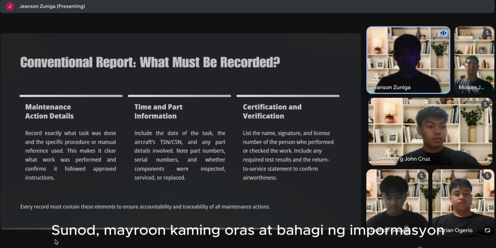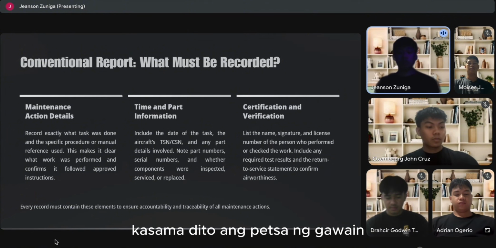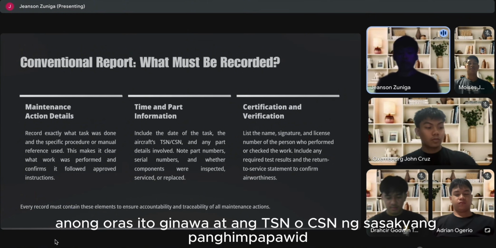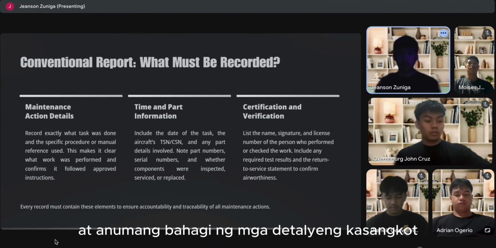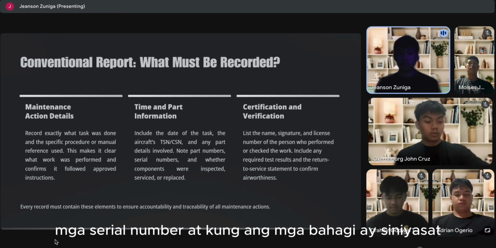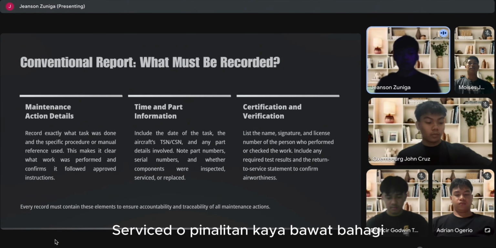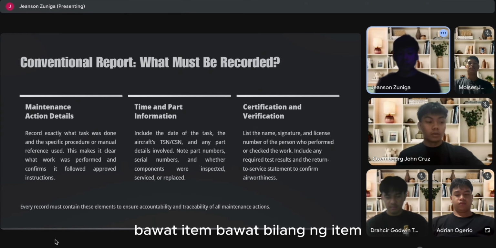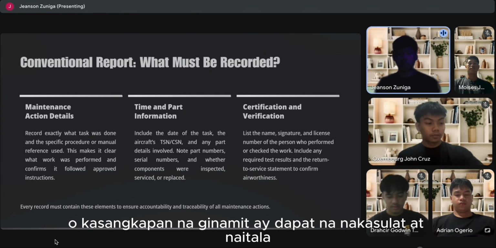Next up, we have time and part information. This includes the date of the task, what time it was done, and the aircraft's TSN or CSN, and any part details involved. So part numbers, serial numbers, and whether components were inspected, serviced, or replaced. Every component, every item, every number of item or tool that was used must be written and recorded.